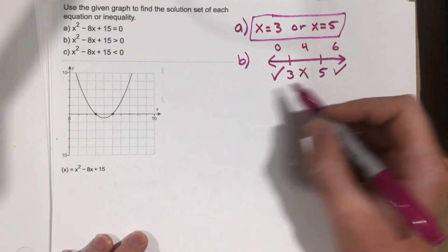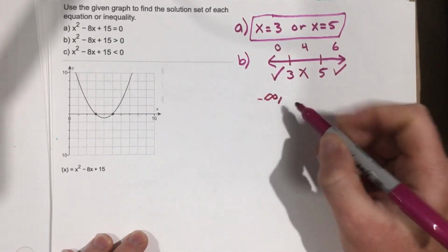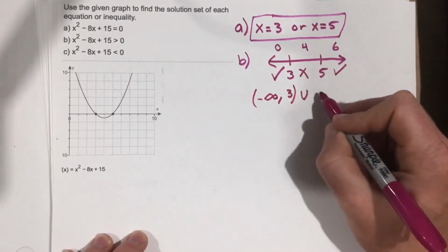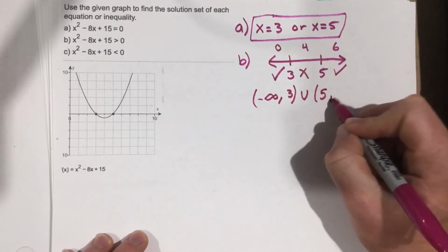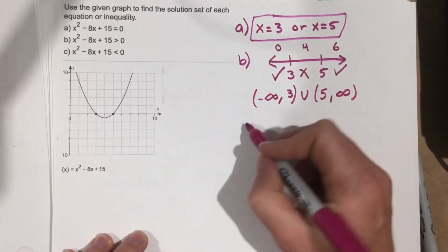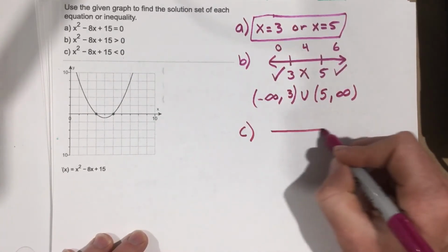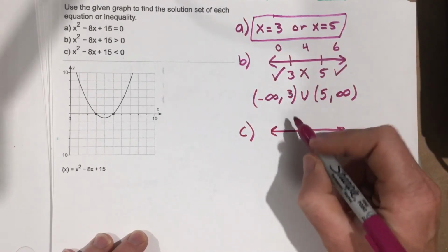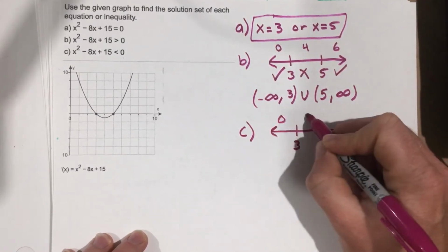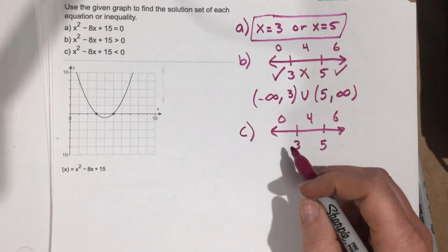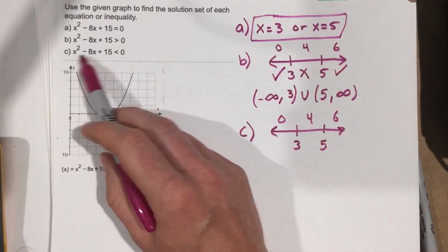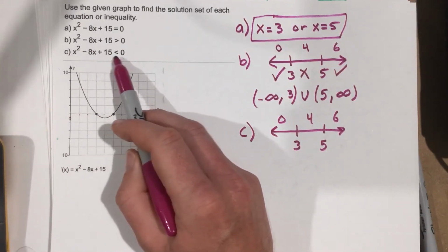If we draw it for part C, so this would be negative infinity to 3, union 5 to infinity. And I'm using parentheses because it does not have an equal sign there. Now if I do part C here, I draw the number line, and I get, again, 3, 5. I'm going to plug in 0, 4, and 6, and I remember the numbers I was given here. If I plug in 0, I get 15. This cancels, 15 less than 0.